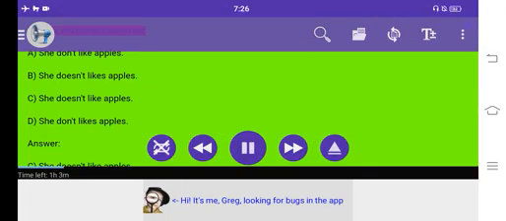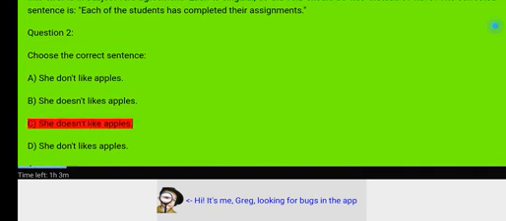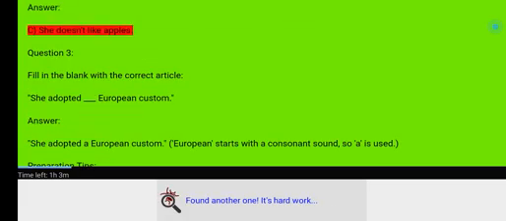Question 2. Choose the correct sentence. A. She don't like apples. B. She doesn't like apples. C. She doesn't like apples. D. She don't like apples. Answer. C. She doesn't like apples.